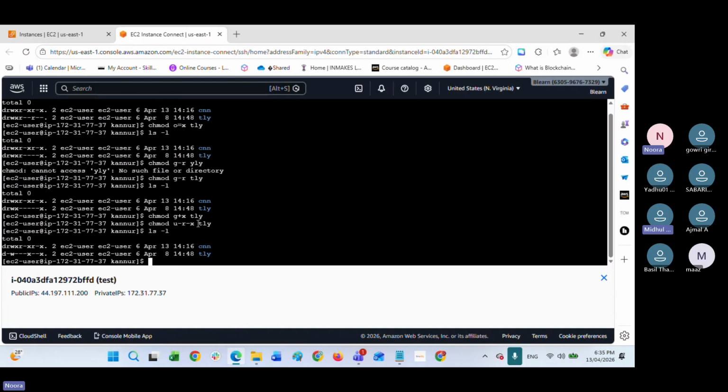Okay, you meant to say, one second. You meant to say that removing multiple permissions, U minus R. But see, you can do this, you can do it like this also, right? U minus RX. That's also possible, right? You're combining it together, right?